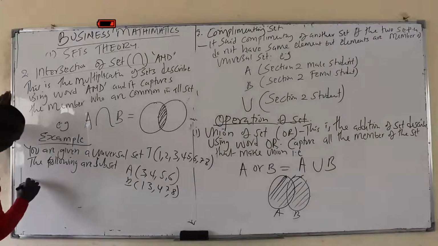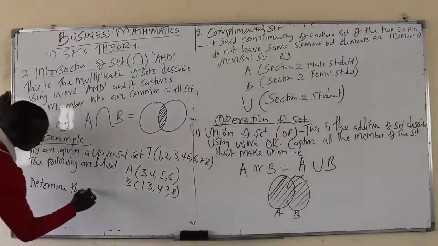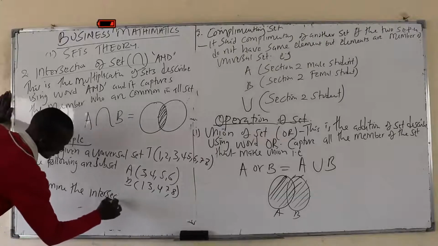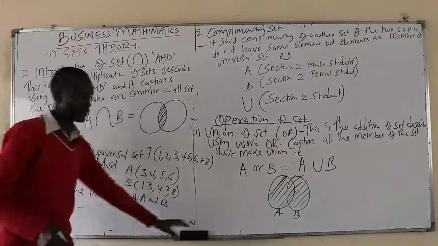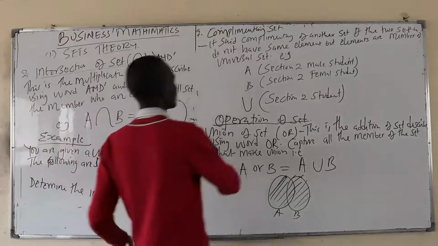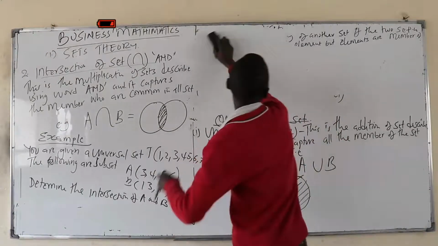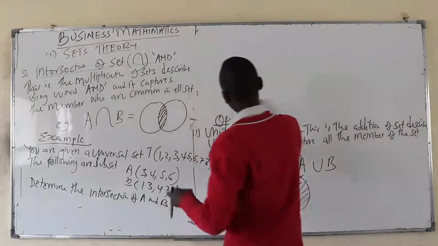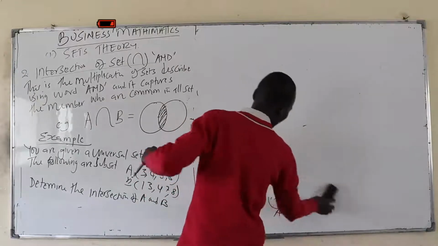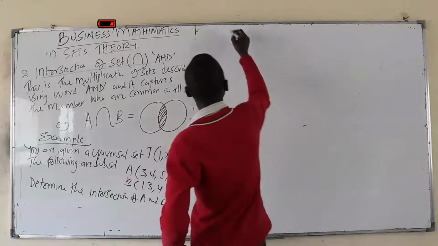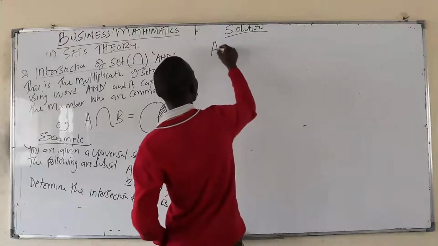For example, if you are talking about A and B, it means we are talking about sets A and B. We are only interested in this part that is common between the two sets, not summarizing everything. Those elements that will be found between those two sets are the ones we say are the intersection of sets. So we can look at an example.